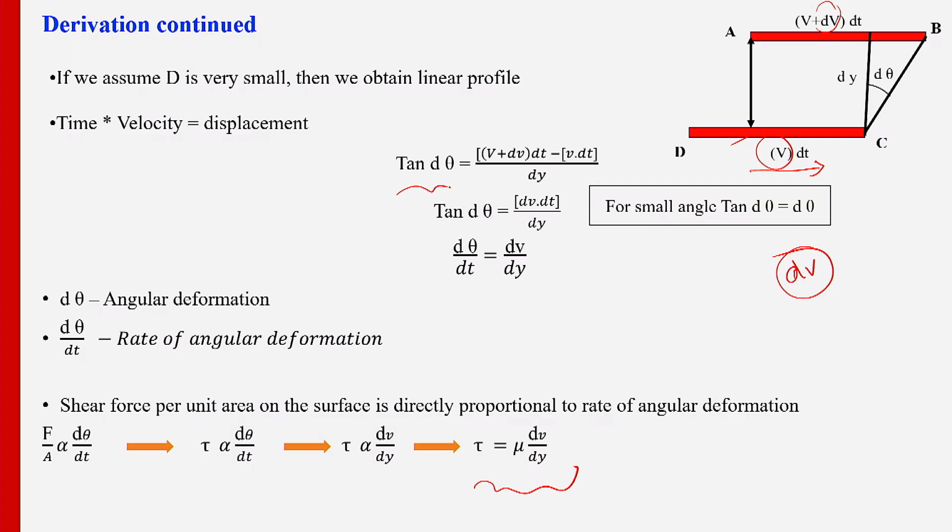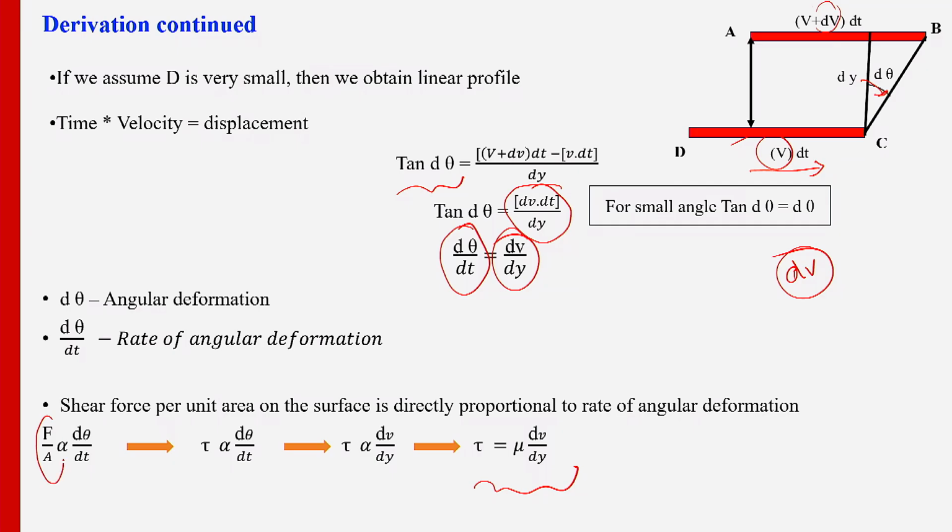Here, tan d theta equals V plus dv times dt minus V dt, over dy, but automatically the V dt will get cancelled. So, then we will get dv dt over dy. The dt comes to here. So, we can write d theta by dt equal to dv by dy. It is the angular deformation, how much this moved here. It is very simple how they derived the shear stress here.